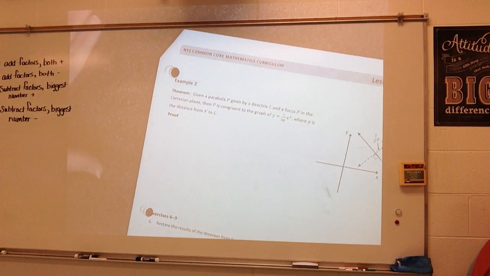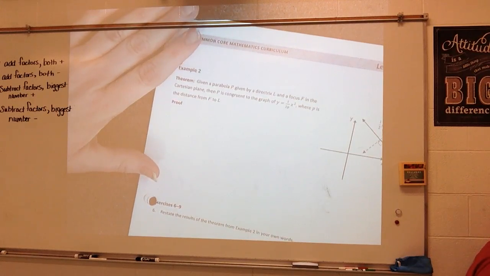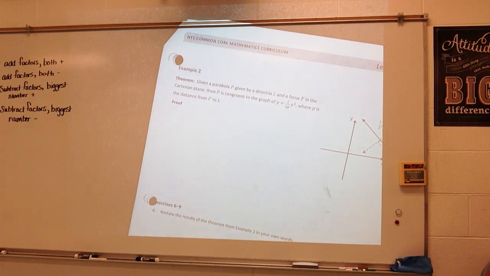Example number 2. Given a parabola P, given by the directrix L and focus F in the Cartesian plane, then P is congruent to the graph of y is equal to 1 over 2p x squared, where p is the distance from F to L. So they want us to create a proof for this. They want us to prove this.